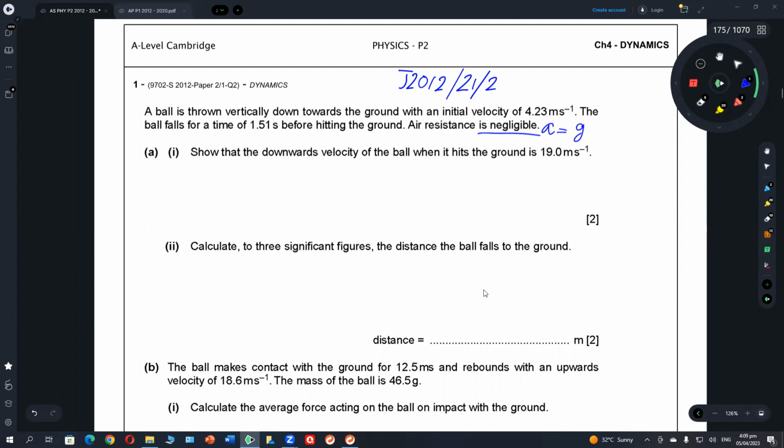Show that the downward velocity of the ball when it hits the ground is 19. It's a show that question. Initial velocity is given, and time is also given. So downward velocity means you need to find v. Can you suggest a formula for v? v is equal to u plus at. Very good.